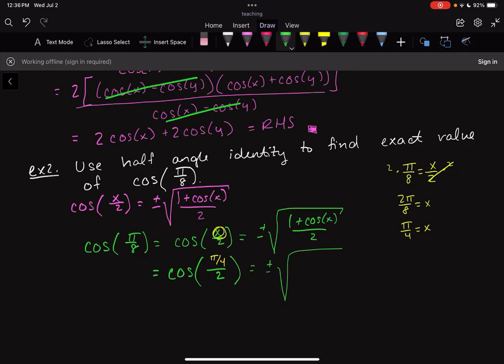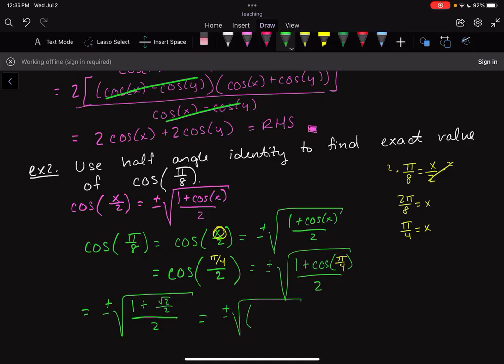So then on the other side of my identity, I'll now have 1 plus cosine pi over 4, and then divided by 2. So this I can simplify. So I get plus or minus the square root. Cosine of pi over 4 is root 2 over 2, and then this is all over 2. So I'm simplifying. I get plus or minus square root.